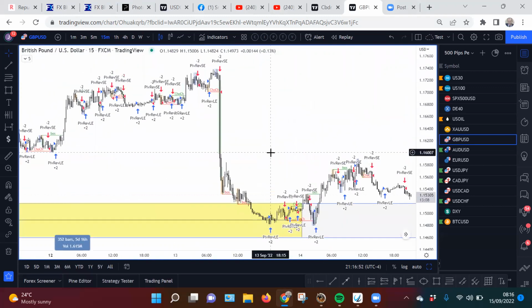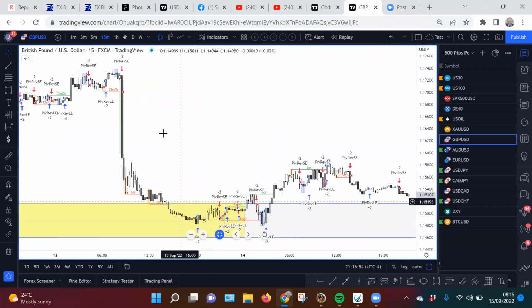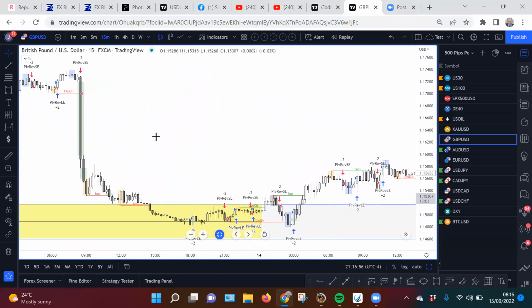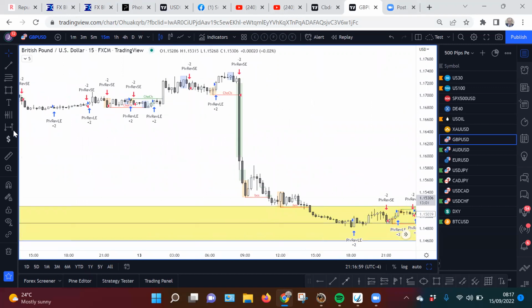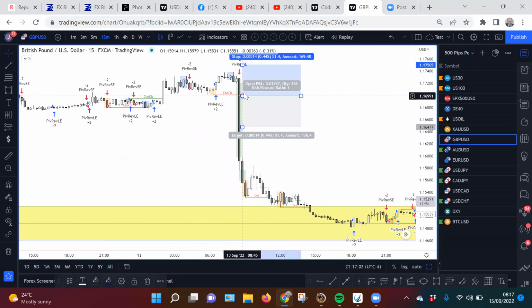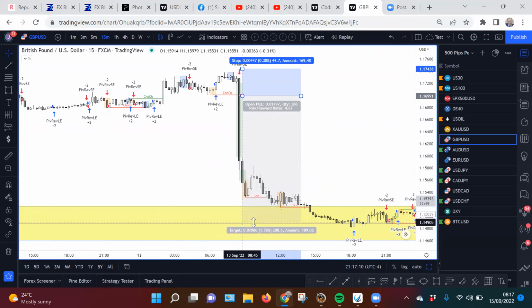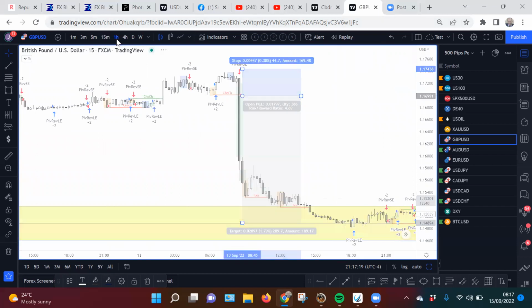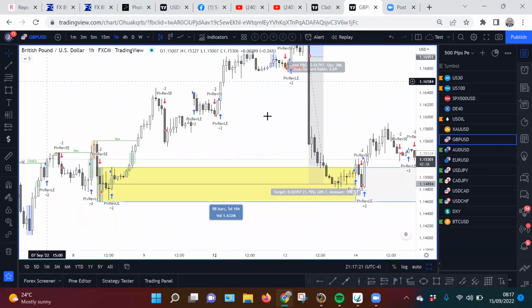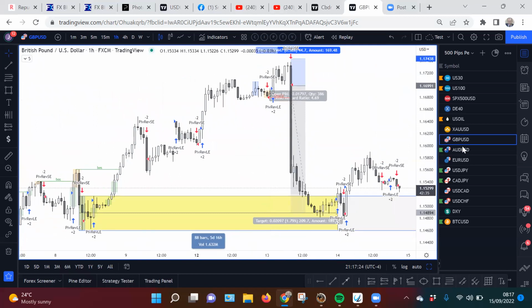Now, I'm not saying you would have got this, but it's showing you what is possible. So if you did manage to get this short with the change of character of this high, the target would have been there, 4.69%. Yeah, so that's it. Now what I'll do is I'll show you on a different pair.